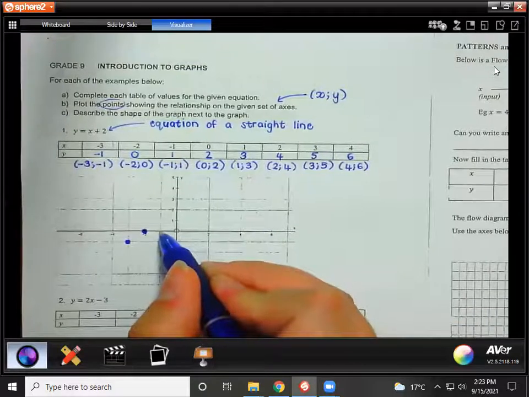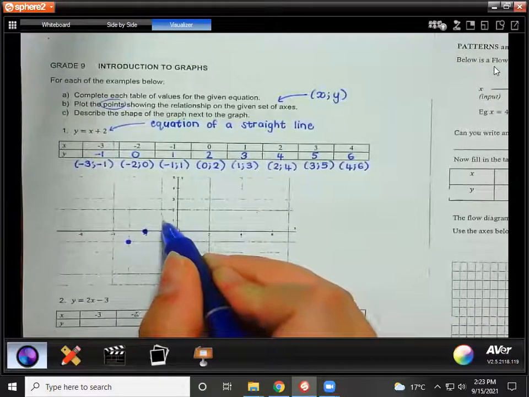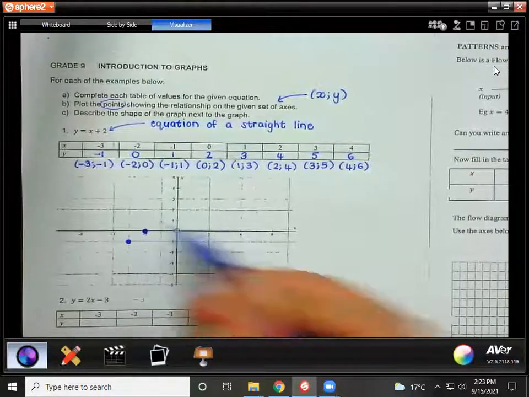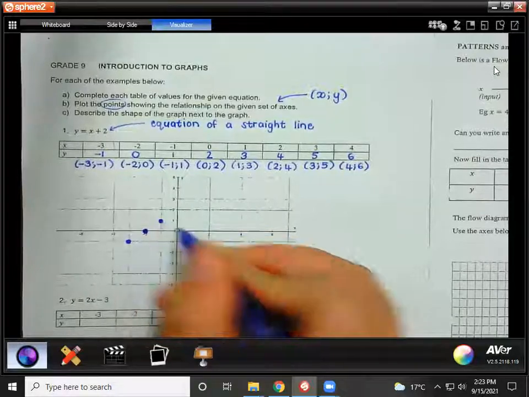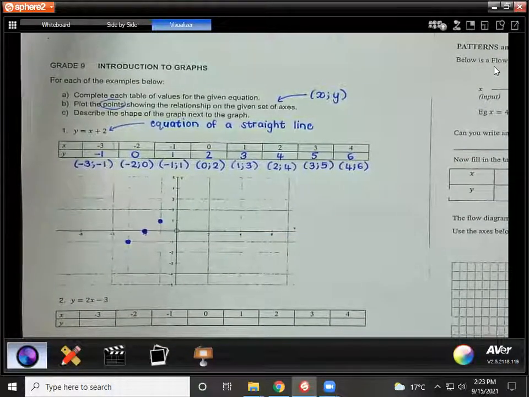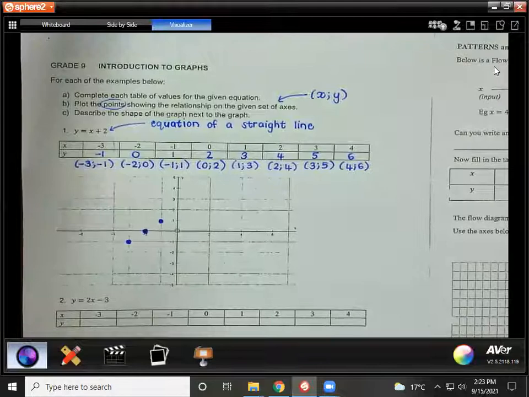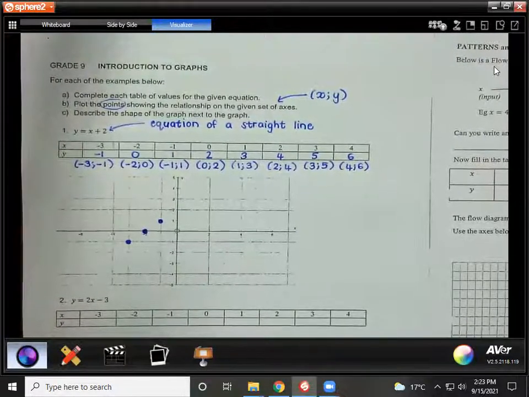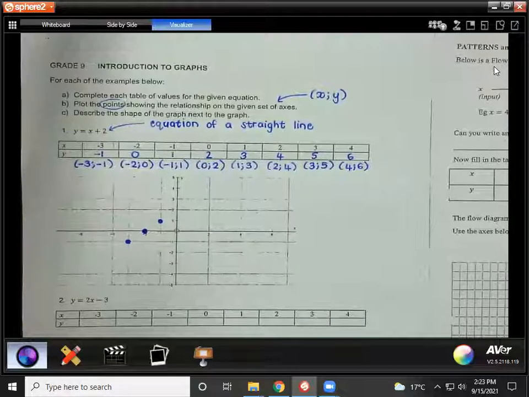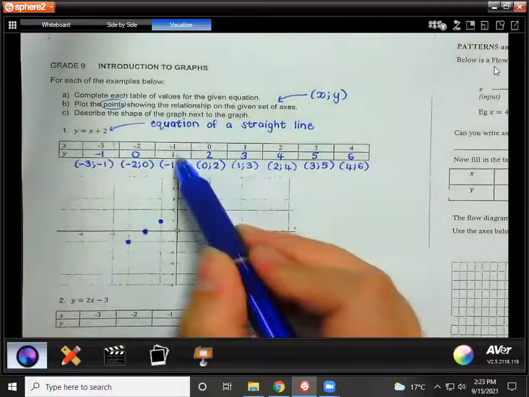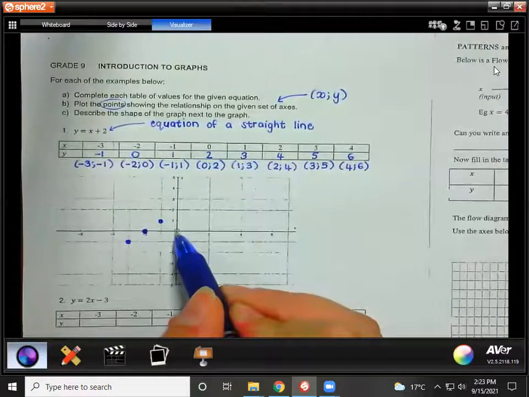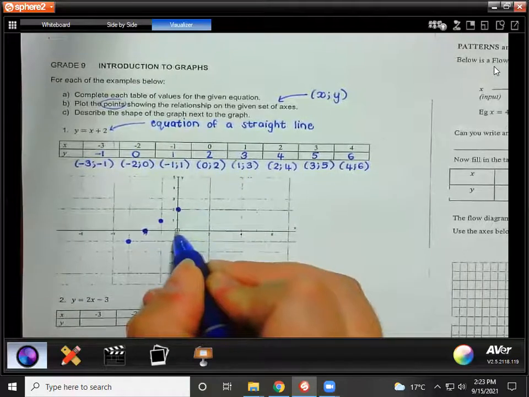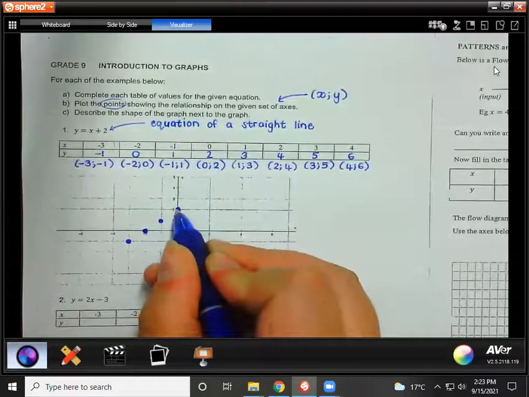-1 on the x-axis and +1 on the y-axis. So you go to -1 on the x-axis, then from there you go to +1. That is the next point. Are we starting to see that we're going to get a straight line here? Okay, if we actually connect all of those points in the end, do we see that they are in line with each other? The next one is 0 on the x-axis and 2 on the y-axis. So we start at 0 and then we go up to 2.